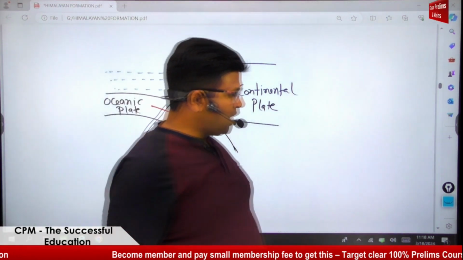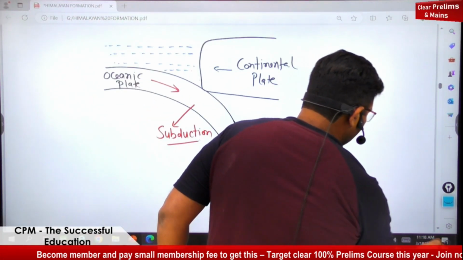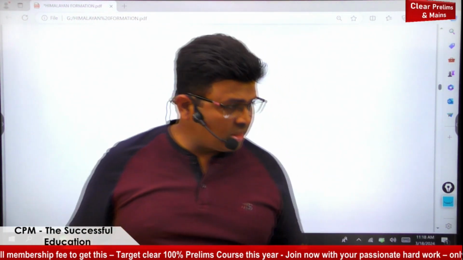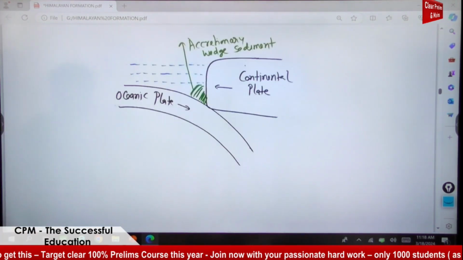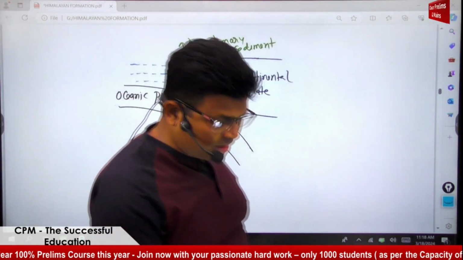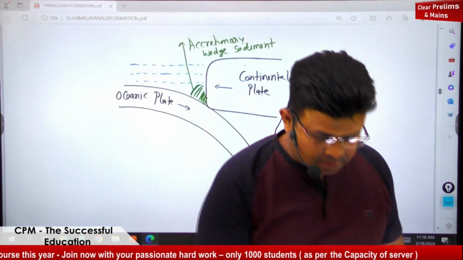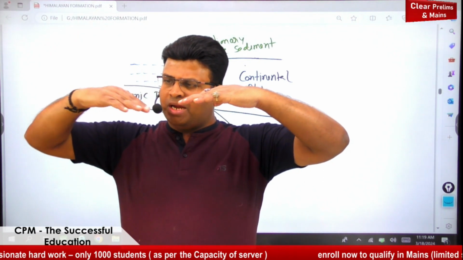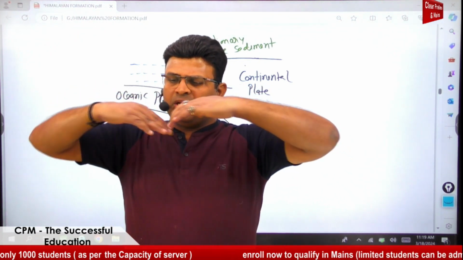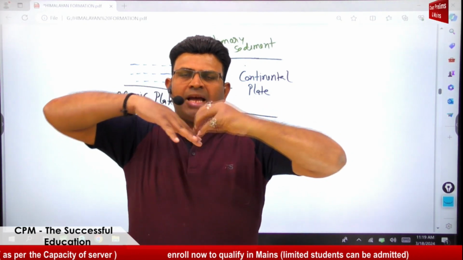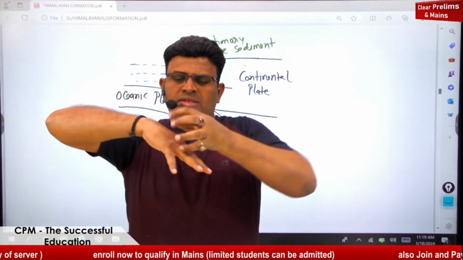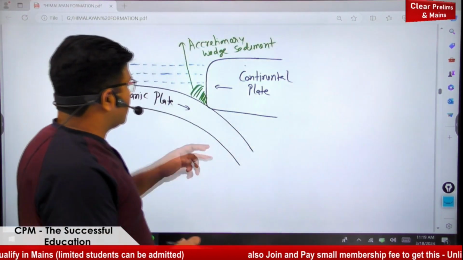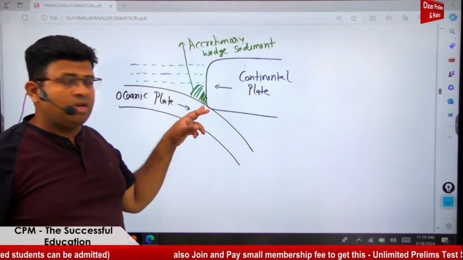Here, let us understand another part of it. When it is converging and subducting below, there is a formation of an accretionary wedge sediment. What is accretionary wedge sediment? Understand? Again, very basic. When an oceanic plate is moving downward, there is some scratching, and some accumulation of sediments will take place. Those sediments are known as accretionary wedge sediment.